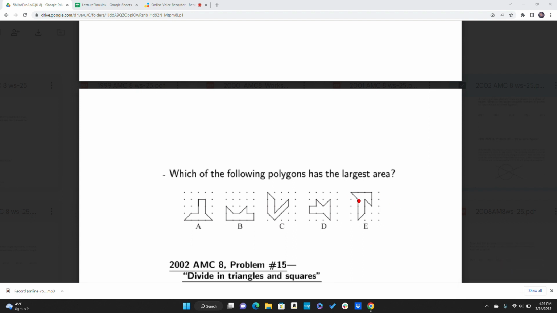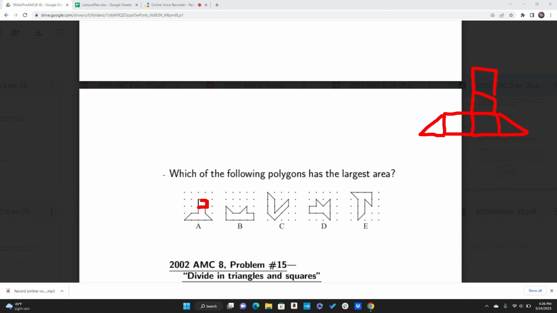So let's break it down into boxes. So first, in A, we've got one box. Why don't I just draw it out? We've got a triangle, we've got a box, we've got another box, and another triangle, and then 2 more boxes on top.